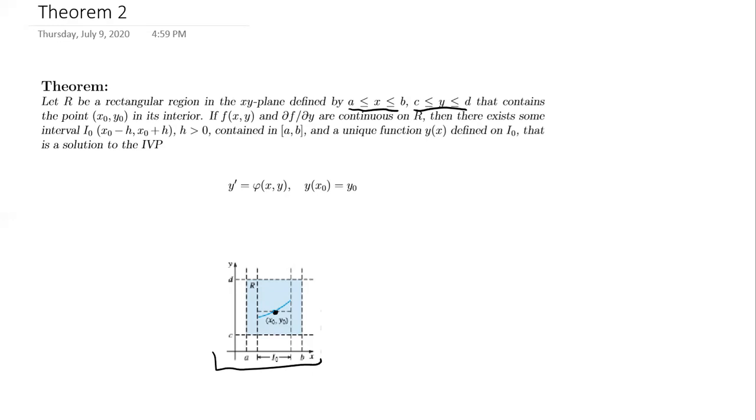Oh, I guess I should have called this F. Okay, so let me write it as f of x, y. So if f of x, y, and here's why we need partial derivatives, and the partial of f with respect to y are continuous on this region R. So this is where it's a little bit hard because we know how to check continuity when we have one input variable. How do we check continuity when we have two input variables? This is something you're going to learn in Calc 3.